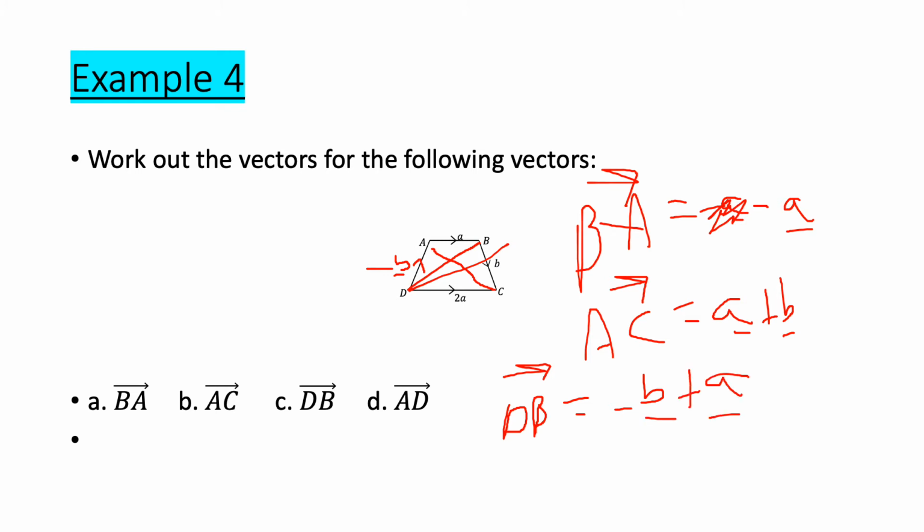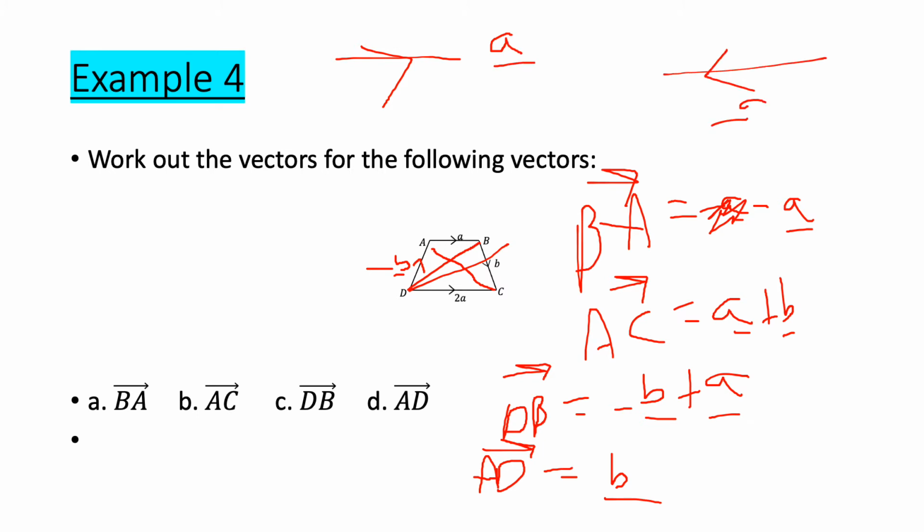And then lastly, AD, okay, it is going to just be B. So AD is the opposite vector to DA. So it's going to be positive B, okay, underlined. So opposite directions means that my notation here is going to be the negative. So if that way's A, that way's going to be negative A. Okay, so nice and easy on there.